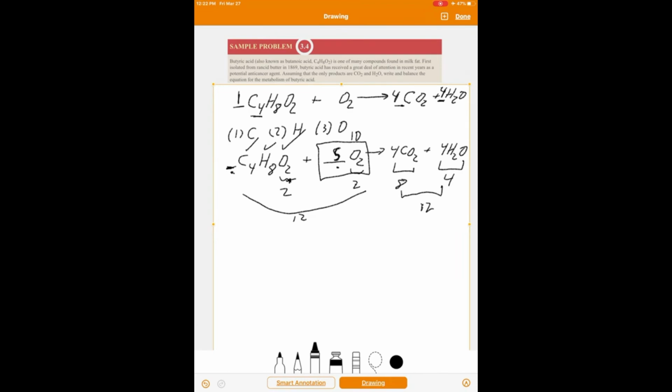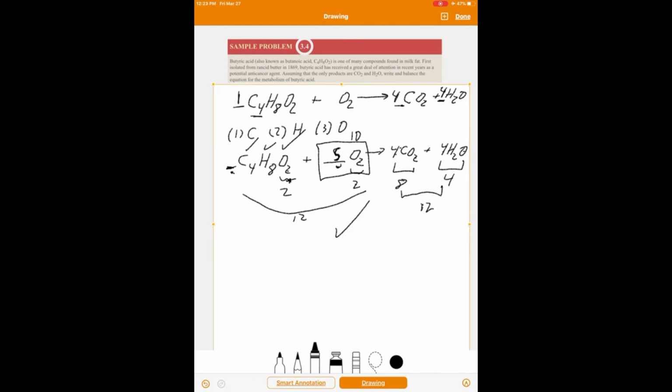So let's check it. 5 times 2 is 10, plus another 2 is 12. 4 times 2 is 8. 4 times 1 is 4. 8 plus 4 is 12. We got 12 on both sides. 4 carbons on both sides and 8 hydrogens on both sides. So there you go. We're done. That's a balanced equation. Each element is balanced.